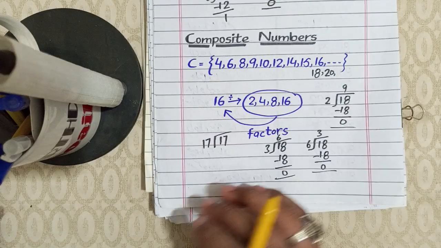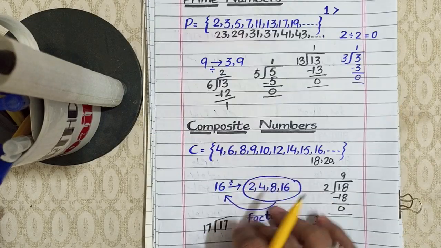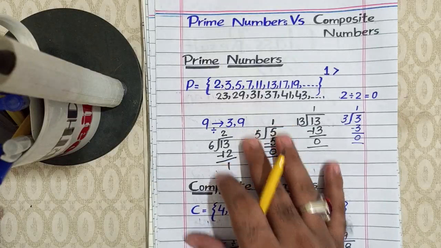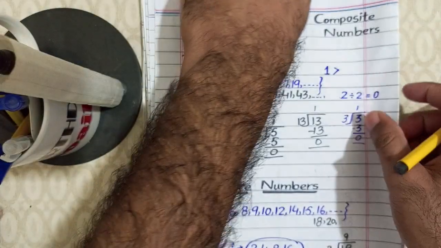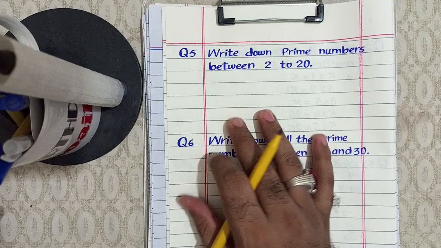Otherwise, the remainder is something else. So prime numbers are those numbers which are divisible only by themselves. So we remember these prime numbers.